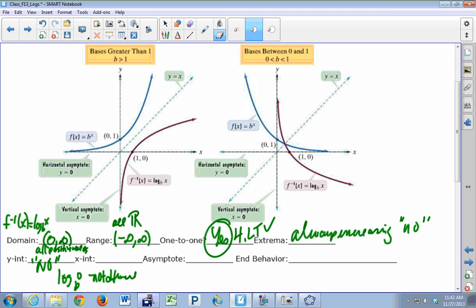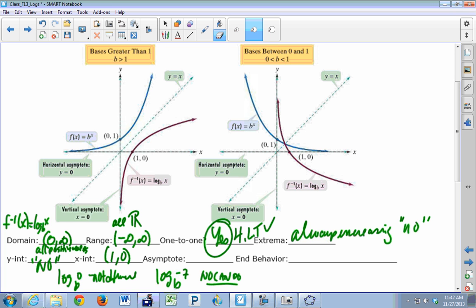You can't take the log of a negative number either. If I tried doing this to you on a test, log base b of a negative number, like -7, you say, no can do. Don't try to fool me, Linda. I can't take the log of 0 or negative numbers because it's not in the domain. Okay, x-intercept is (1, 0).